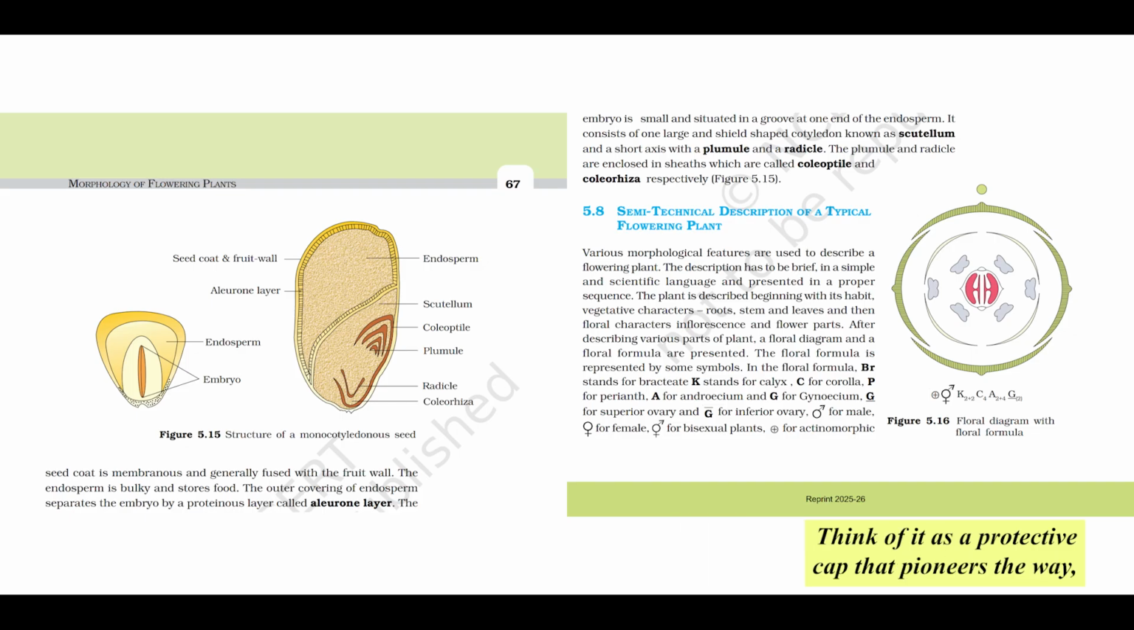Think of it as a protective cap that pioneers the way, allowing the delicate plumule to push through the soil during germination without damage. And the radicle is enclosed in an undifferentiated protective sheath called the coleorhiza. This protects the emerging radicle as it grows out. Coleoptile protects the plumule, coleorhiza protects the radicle.